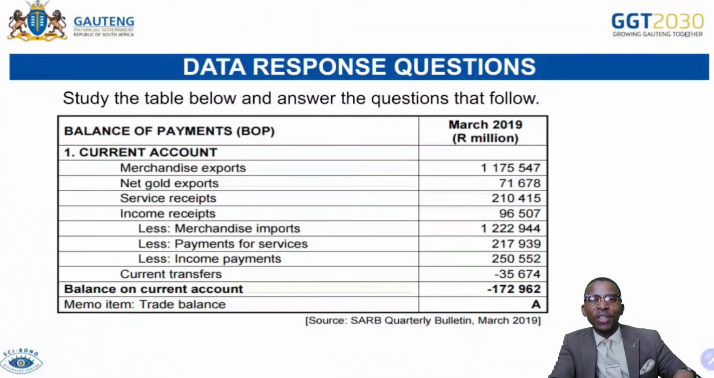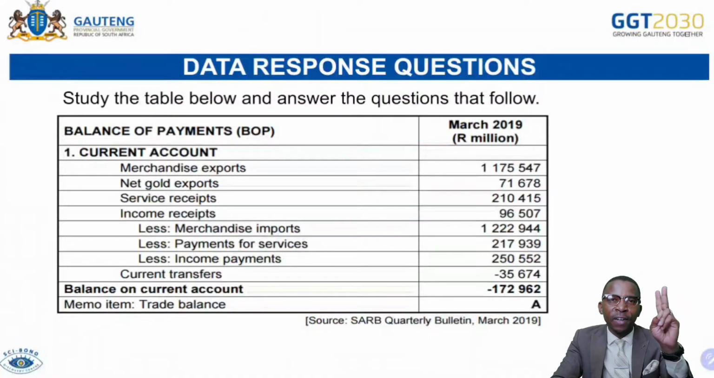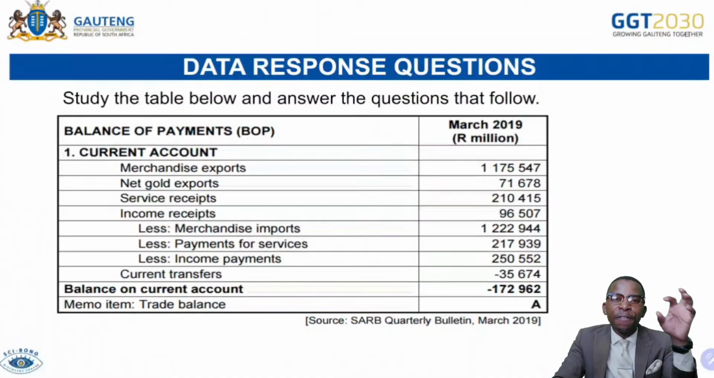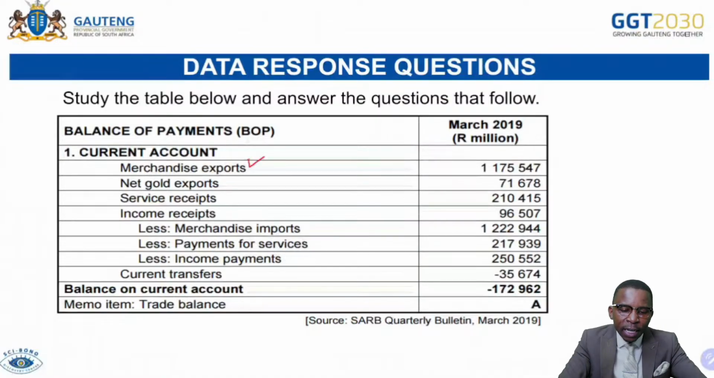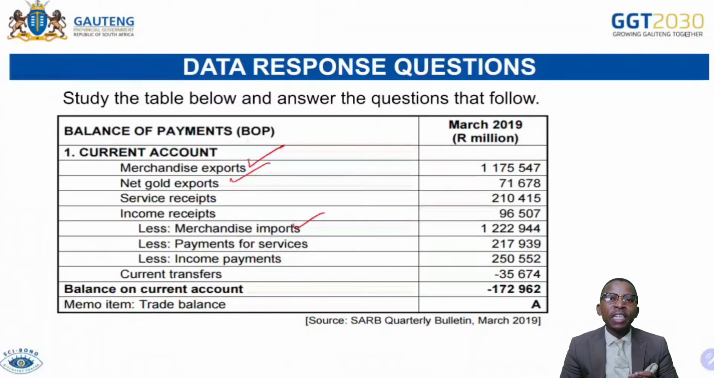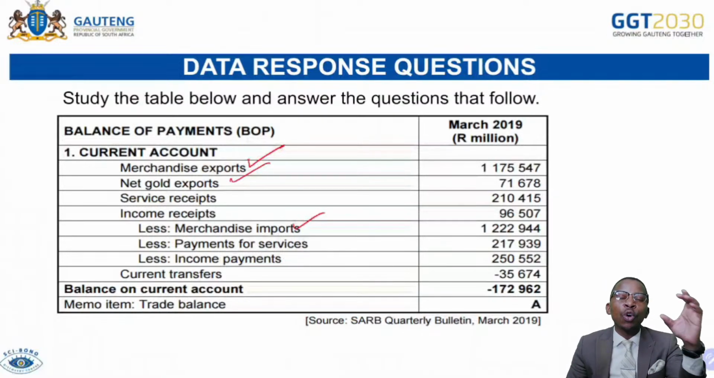Remember, let me brief you on something. If we talk about the current account, it differs into two. We have firstly physical imports and exports, or tangible imports and exports. That's why we talk about merchandise exports, net gold export, and merchandise imports. These are tangible, physical imports and exports. These are the ones that will be giving us the trade balance, or the balance of trade.